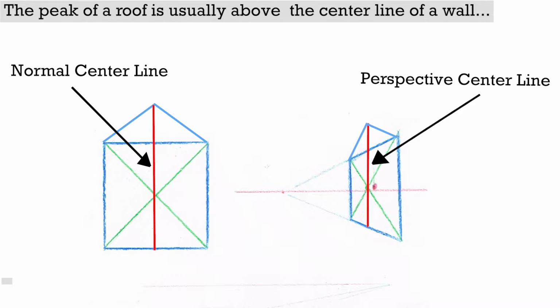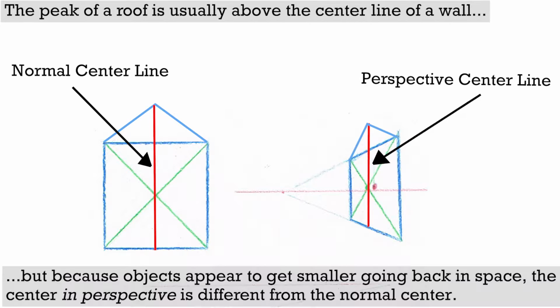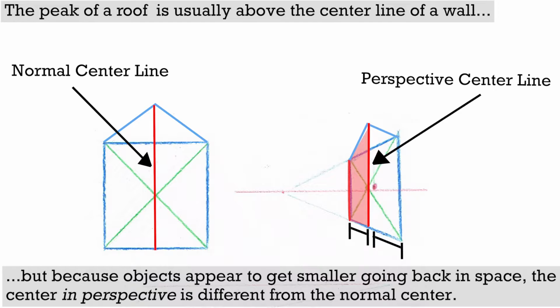Now, why might that be, considering what we've been studying about perspective so far? The center red line appears closer to the left edge of this wall because the rules of perspective say that as objects get farther from us in space, they appear to get smaller. And so, since that entire left side of the wall is farther from us than the right side, it appears smaller than the right side. And so, logically, that red line appears closer to the left edge of the wall. That new red line that represents the center of the object in perspective is called the perspective center.